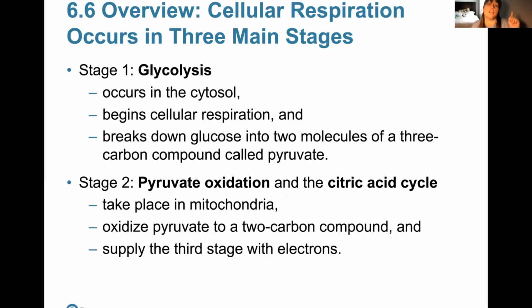Stage 1, we have glycolysis. This is the beginning of cellular respiration. It breaks down the glucose into 2 molecules. Then we have stage 2, which is pyruvate oxidation and the citric acid cycle. This is taking place inside the mitochondria. It's going to oxidize and then supply the 3rd stage with electrons.